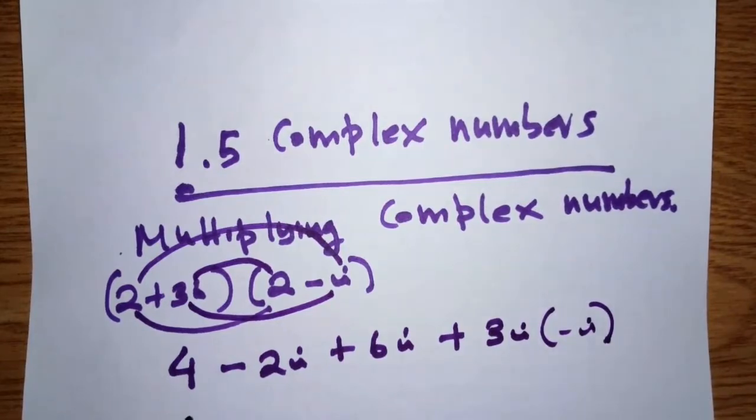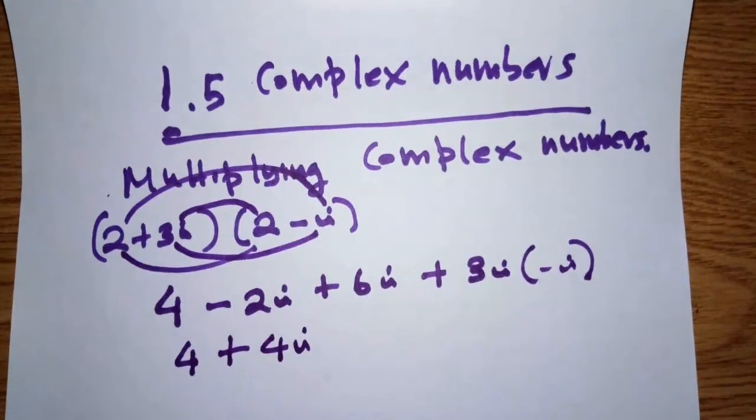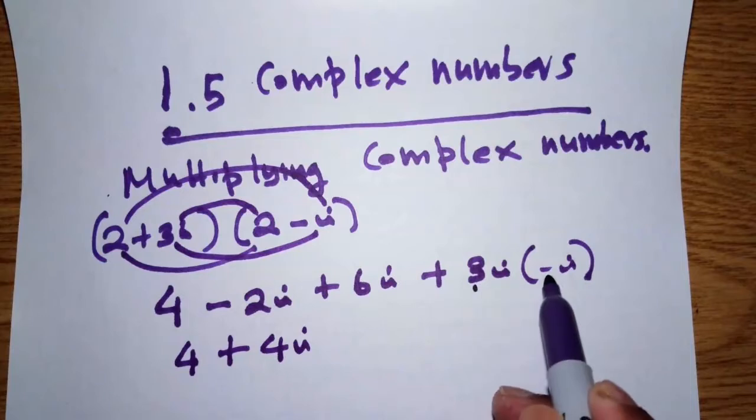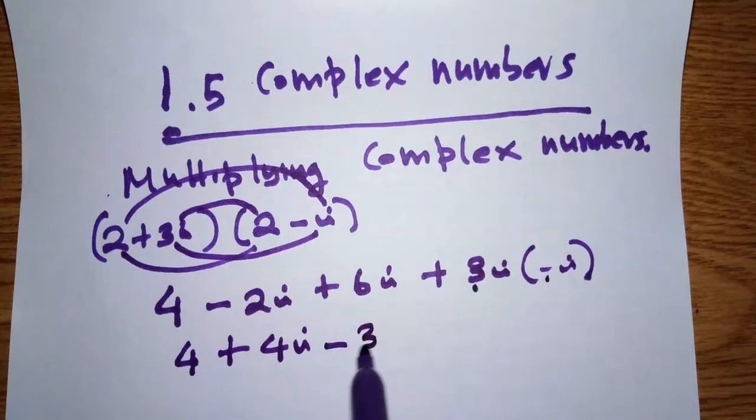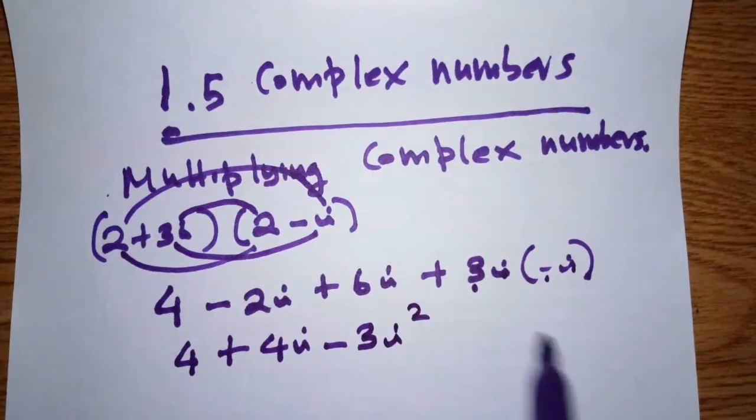So if you simplify this, you get 4 here, and you have negative 2i plus 6i, which is plus 4i. Then here you have to be a little careful. You have a negative 3, so the 3 and a negative becomes negative 3. And then you have i and i, which is i squared.